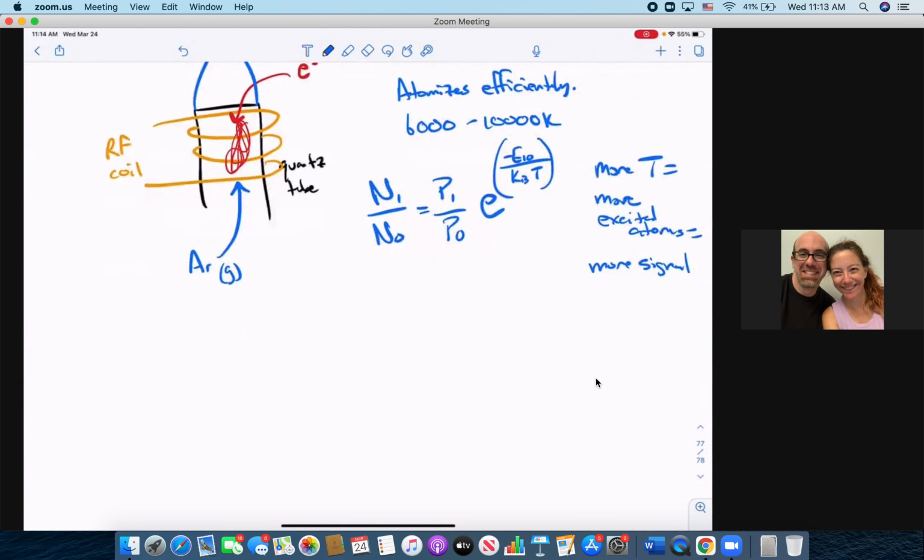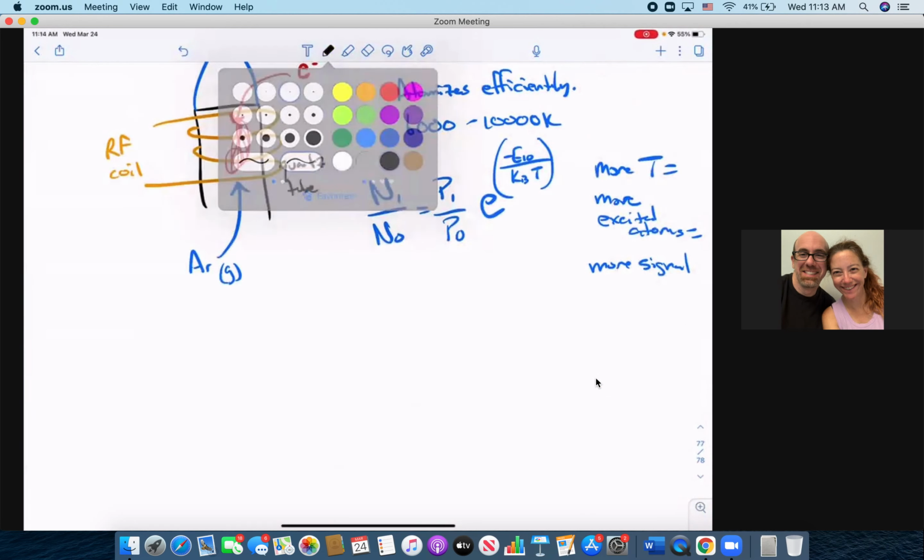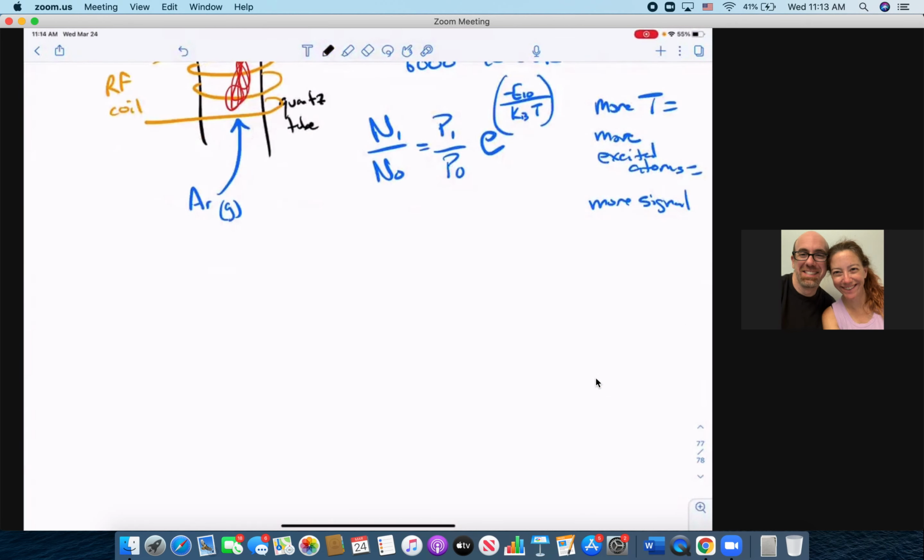But there are other atomic methods. And I'm going through them pretty quickly because atomic methods are pretty mature and I think fairly simple to grasp, right? So the next atomic method I want to talk about is atomic absorption. Now, it's a very specific method.